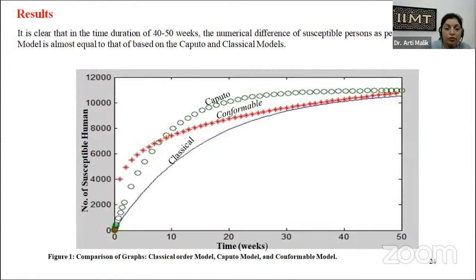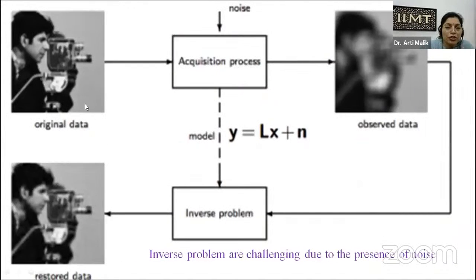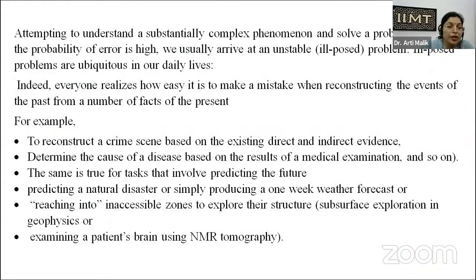Now we can use inverse problems in many other fields of science and technology. Like this: this is the original data, and after the process we get the observed data. This is the direct problem. And if we have the observed data, can we find the restored data, which almost resembles the original data? This is the inverse problem in images.